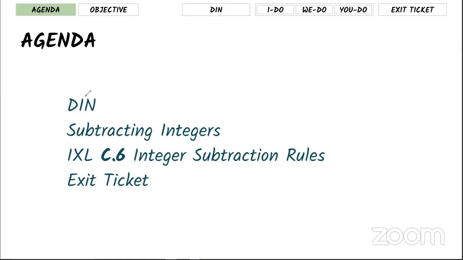For online kids, we're going to start today with the "Do Now". Hopefully you finished your Do Now. And we're going to talk about subtracting integers. So it's a new lesson. After that, you're going to have one IXL practice. It's a C6, and I'll show you. Then there is one exit ticket. It's a part of your participation grade.